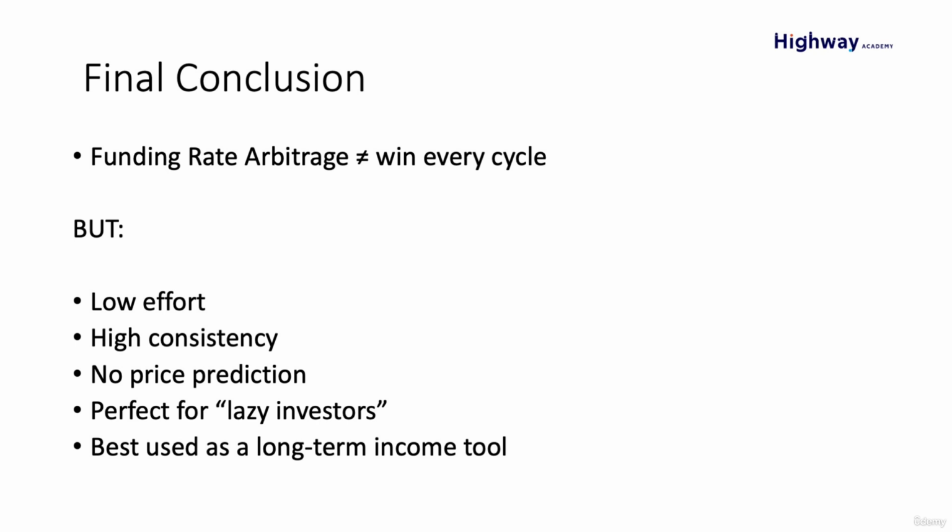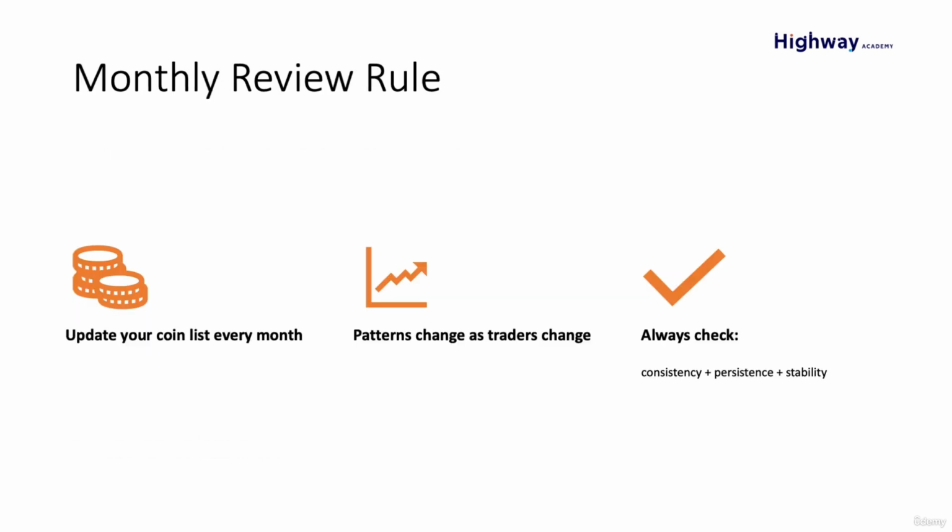Funding rate arbitrage, on the other hand, is the strategy for the lazy person. It doesn't require predicting price direction, it doesn't need constant monitoring, and it doesn't rely on luck. Once you set it up properly, it becomes one of the easiest, most stable ways to generate steady returns in the crypto market. Now that you fully understand the nature of funding rates, you should remember one important rule.